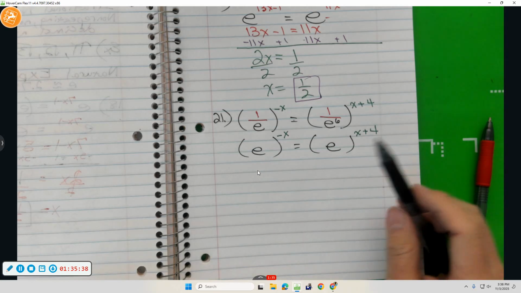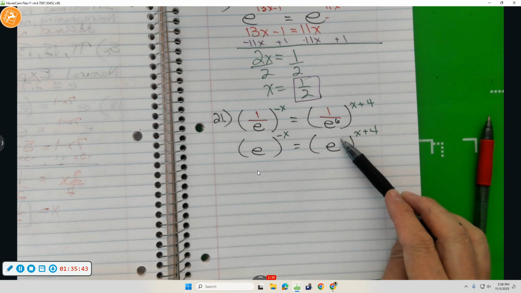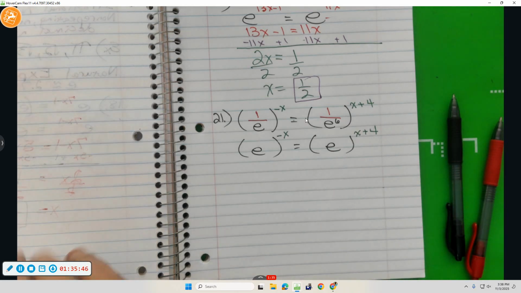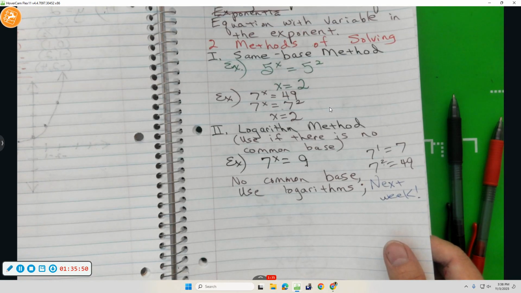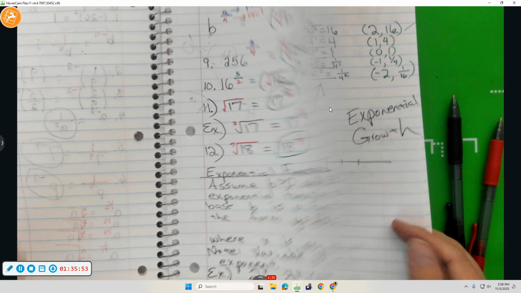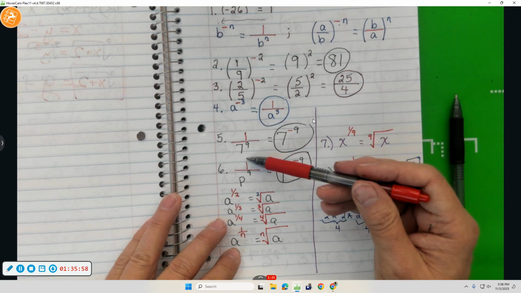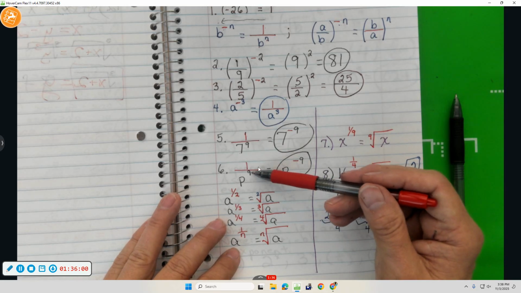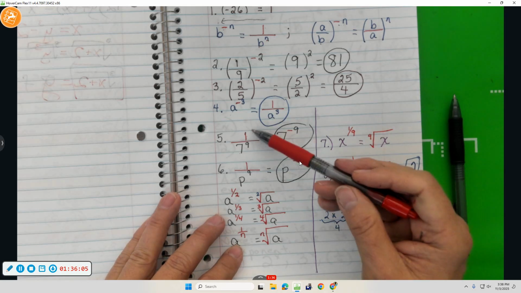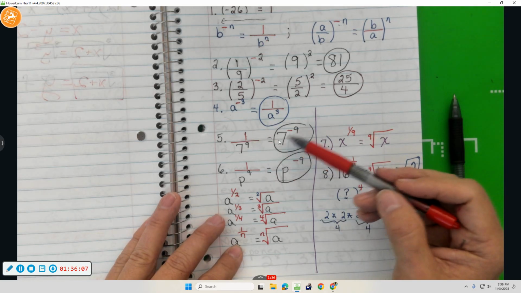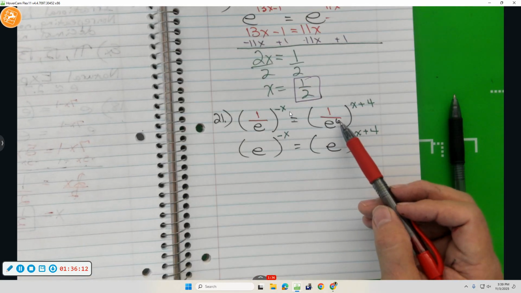We need to rewrite 1 over e to the 6 as just e to a power. Let's go back. What were we doing a while back? Number 4, no, 5, 6. Look at number 6. There. 1 over p to the 9. Remember we said that's p to the negative 9. 1 over 7 to the 9, 7 to negative 9. We're going to have to rewrite. Let's do this one first.